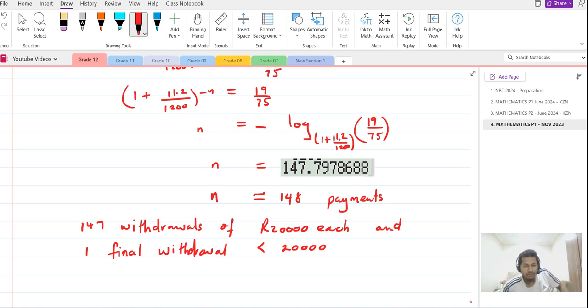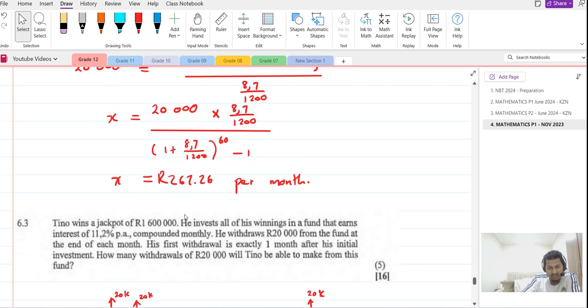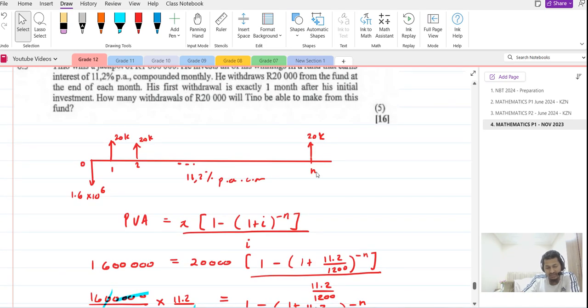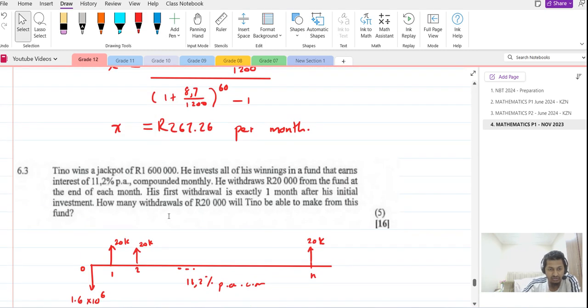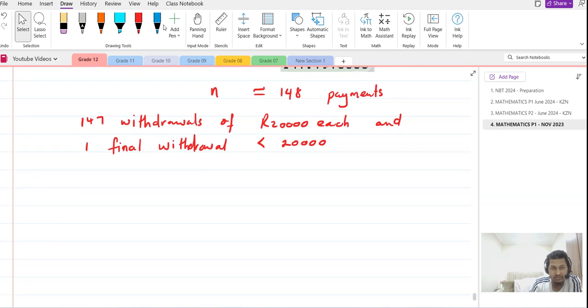And by the way, if you want to find what that final withdrawal amount is, how are you going to solve that? What's the final withdrawal amount? Remember, you have a timeline like this, so I'm adding an additional question to find the final payment. Because remember what we said, the final payment is less than 20,000, so let's find it.